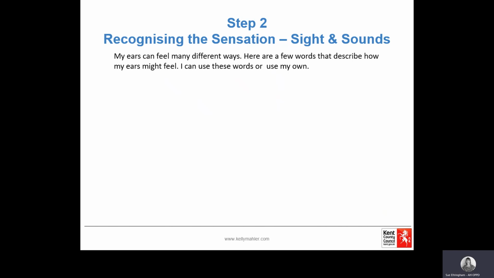So again, have your pen and paper ready for this slide. Write down the words that you use to describe how your ears can feel. Again, any word is okay, as it's personal to each individual. So if you're supporting someone and the word that's chosen sounds unusual to you, it's still okay, as long as it's meaningful to the person.